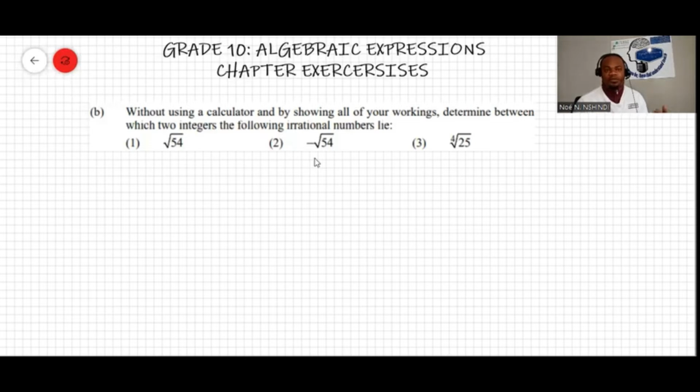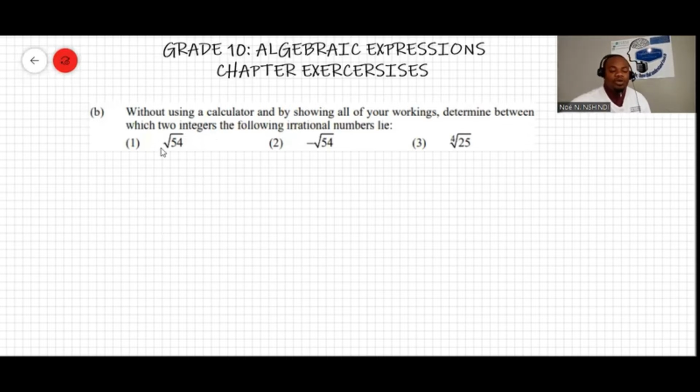So for example, if the first integer is 1, the following will be 2. If on the left of square root of 55 is 1, then on the right of it must be 2. If it is 3 here, then the right of it will be 4. If on the left is 5, the right of it will be 6. So they must be consecutive integers.